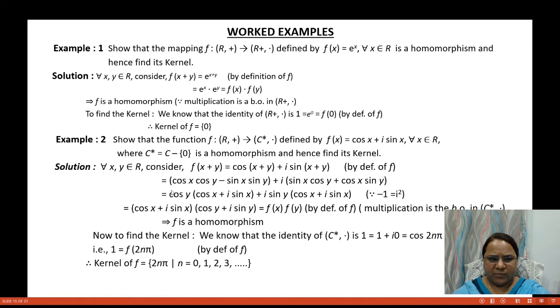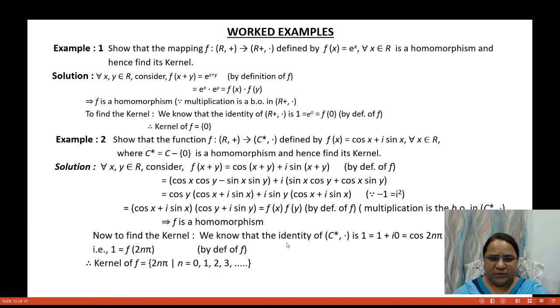So taking cos y common, what remains? Cos x plus i sin x, and here we can take i sin y common. So what remains? Cos x plus i sin x here. i square is minus 1. So cos x plus i sin x, cos y plus i sin y, which is equal to f of x into f of y by the definition of f. The multiplication is again a binary operation in C star dot. So f is a homomorphism.